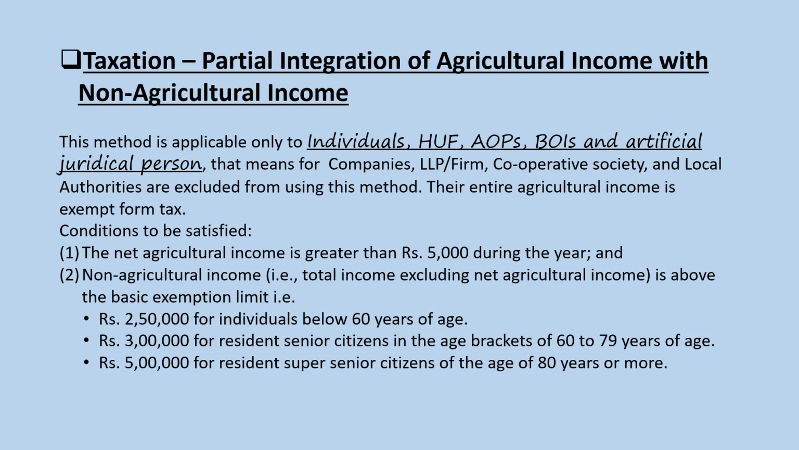Now, why is this so? It is because in the case of individuals, Hindu undivided families, association of persons, body of individuals, the tax liability is calculated on the basis of income slabs, whereas in the case of companies, firms, cooperative societies, etc., there is a flat rate of taxation. So the conditions to be satisfied are: the net agricultural income is greater than rupees 5,000 during the year, and the non-agricultural income, that is the total income excluding net agricultural income, is above the basic exemption limit.